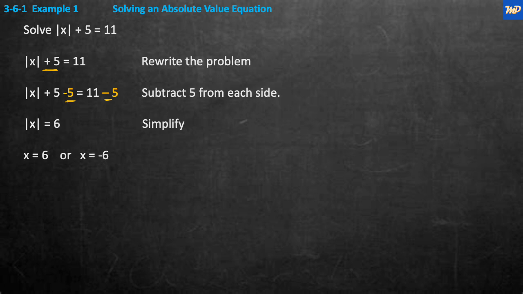And when we do that, we get the absolute value of x plus 5 minus 5 is equal to 11 minus 5. And so you subtract 5 from each side and you get the absolute value of x is equal to 6. So then when you simplify this into the terms that it can be, x can be 6 or x could be negative 6 because they're both 6 units from 0 on the number line.